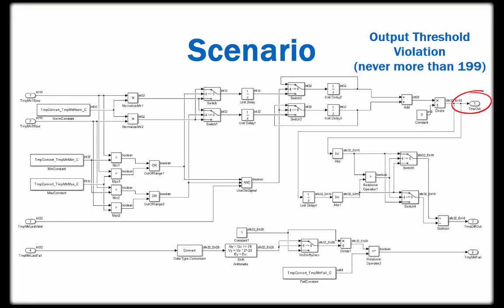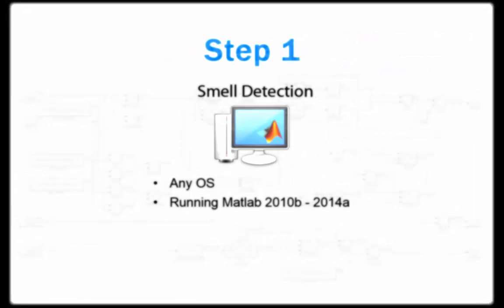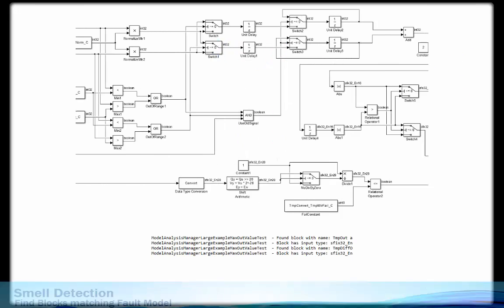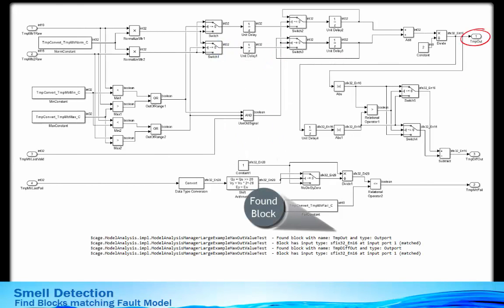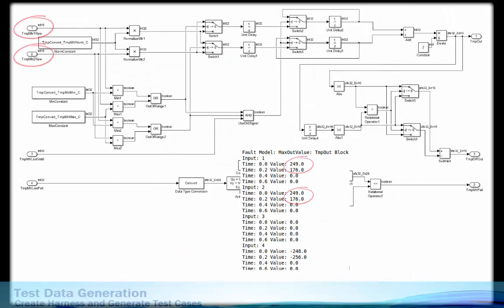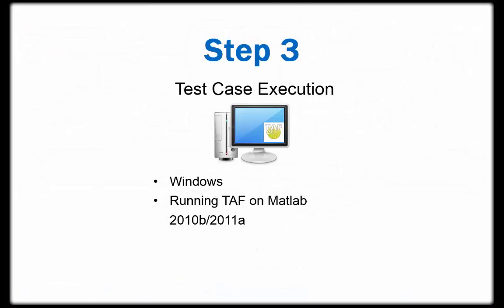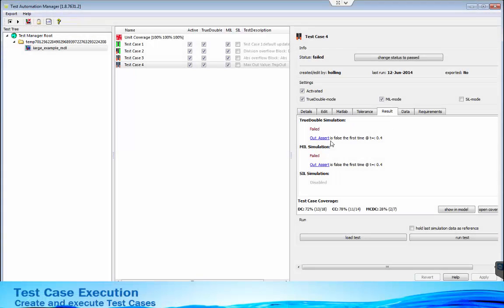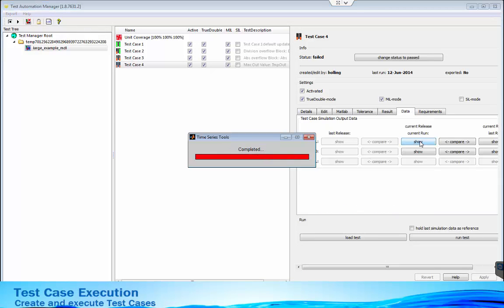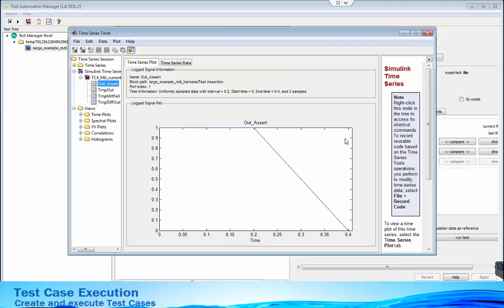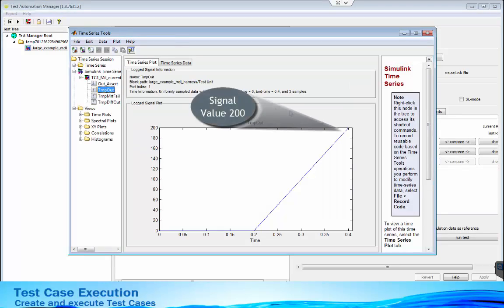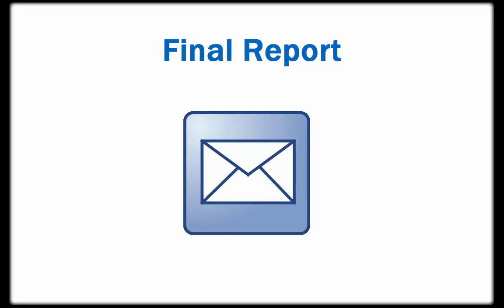Our last example is a threshold violation of the output TMP out. It should never be more than 199. Once again, we have to launch the model analysis and actually find the output block here. Then we'll have to go into the test data generation and give us values that are exceeding this threshold. And once we generate and execute the test cases, we see that actually the assertion fails, and the assertion is that the value cannot go above 199, and we see that the TMP out signal is 200 in the end.